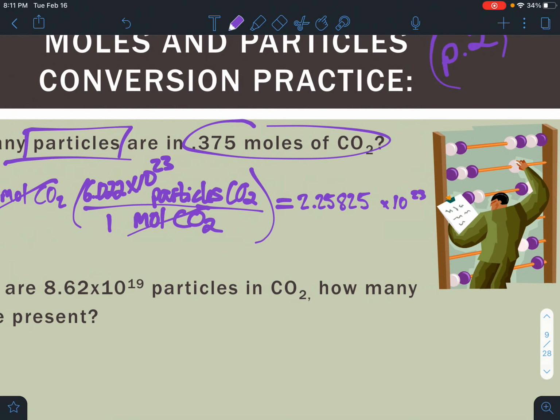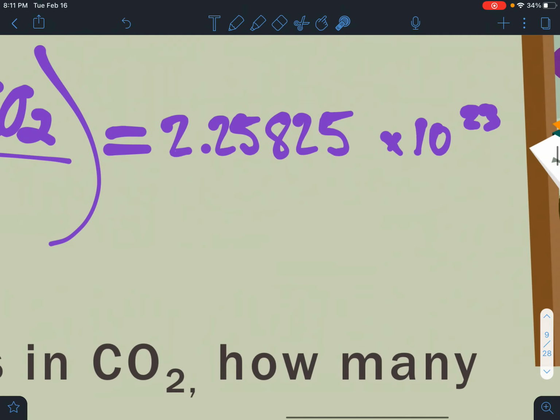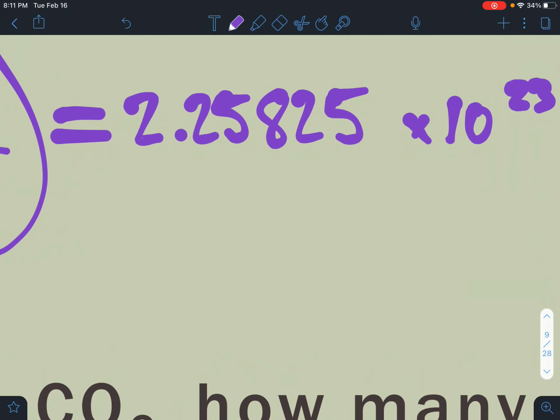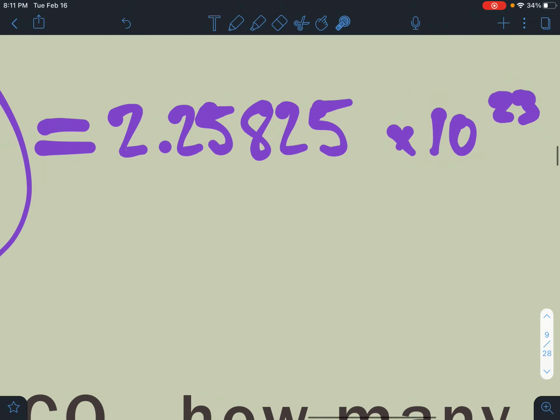Now we always have to go to sig figs when we calculate, and you guys can just go to the significant figures of however many your number that you started with have. So we have 0.375 that has 3 sig figs. So we're going to round this number off at 3 sig figs, and be sure to not forget the exponent at the end there. So our 3 sig figs will be the first 3.